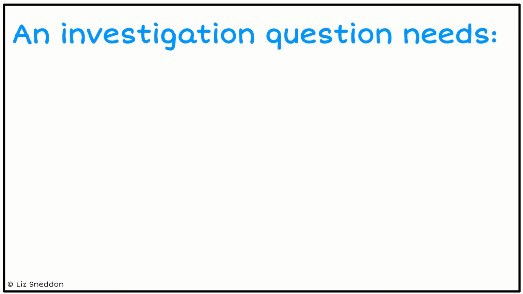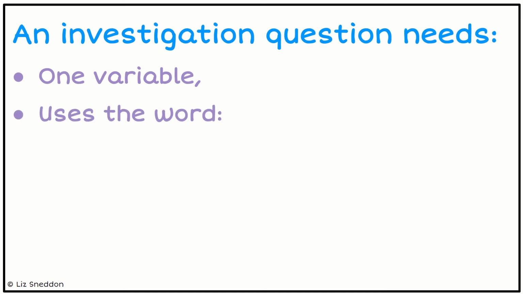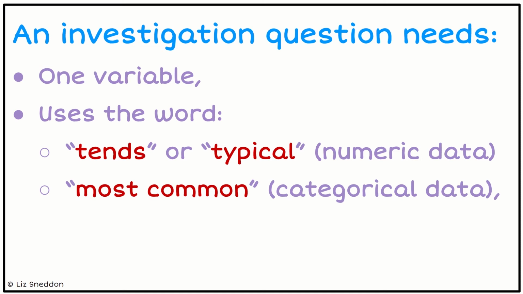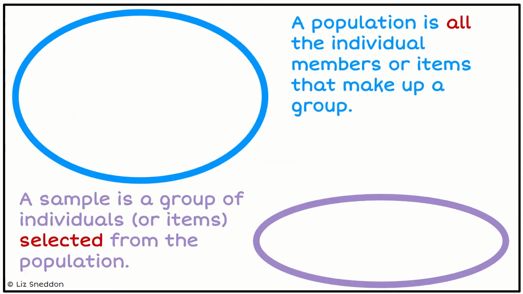So there's a few things we need to include in our investigation question. For a summary one, we need to choose one variable. We also then need to talk about particular words to describe where the centre or the middle might be. If we've got numeric data, we might use the words tends or typical. If we've got categorical data, we'll talk about the most common. And then we're going to refer to the population, and being able to say all is quite a good way to describe this.